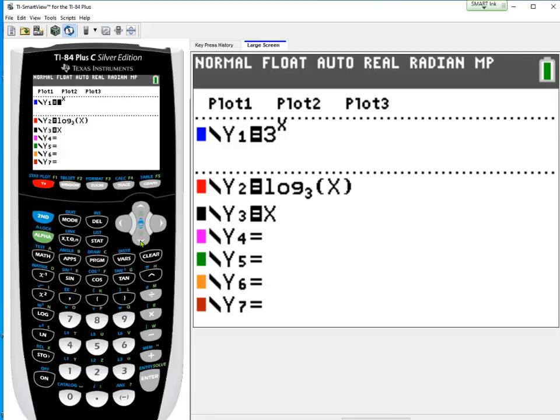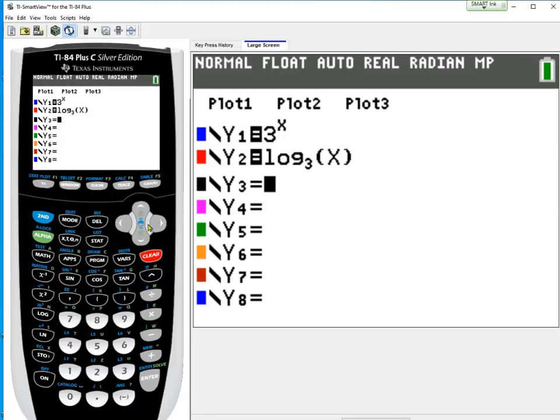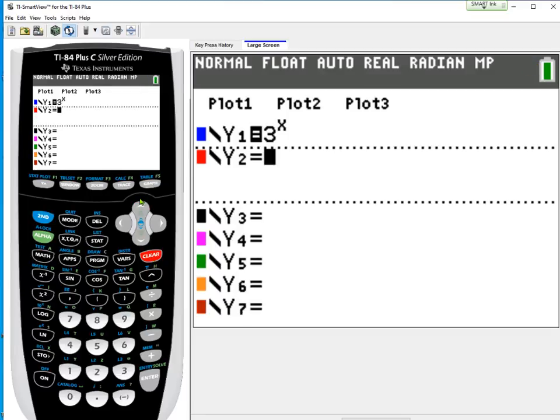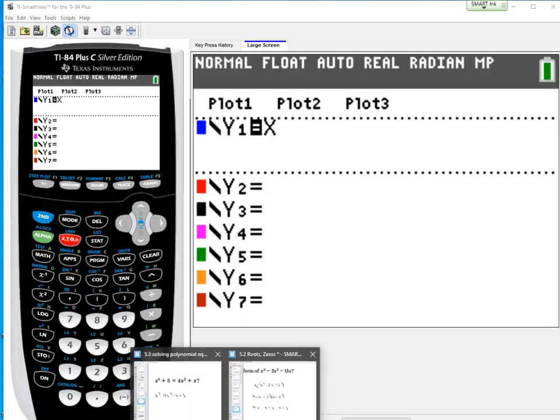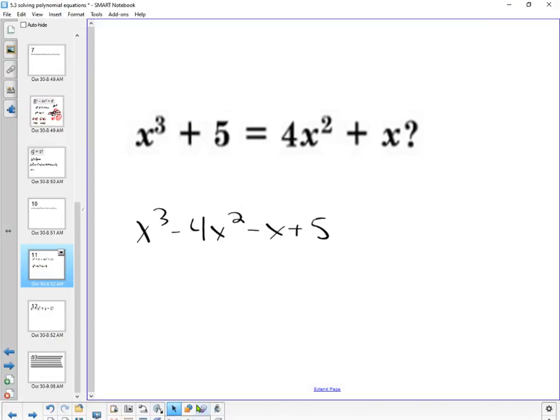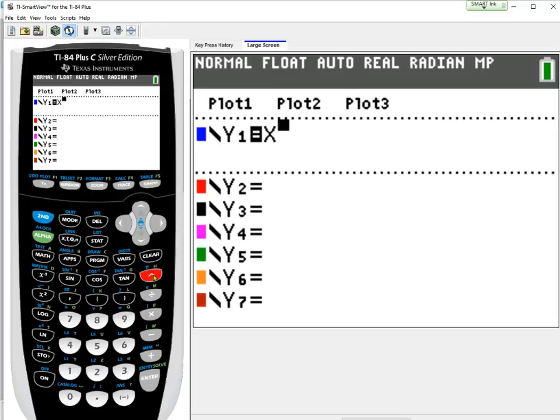All right, so let's go to y equals. Who has the polynomial? It was x to the 4th? X to the 3rd, no. Yeah? Oh, you're right. Wow. Four of them. So x to the 3rd minus 4x squared, next, minus x plus 4. Yeah, plus 5. Plus 5.